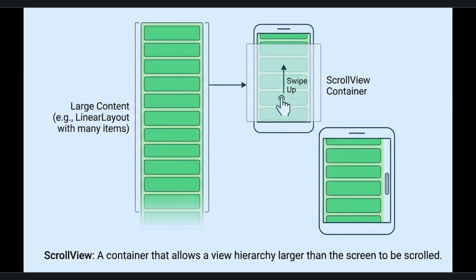In this lesson, we are going to learn one of the most important layout containers in Android Studio, called ScrollView. First, what is ScrollView? ScrollView is a layout that allows the user to scroll vertically through content when the items inside are larger than the screen. It works vertically only, meaning the user can scroll up and down. To use it, we wrap our other layout inside a ScrollView.